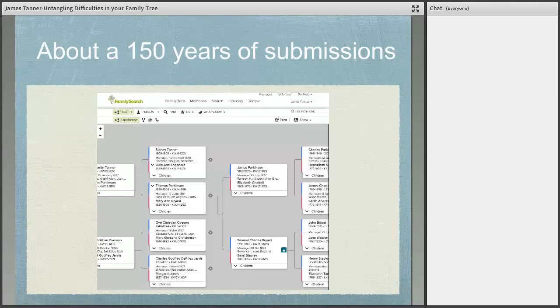So what we have is a massive pile, and there's a couple of problems. One is that, of course, many people had their records submitted multiple times.